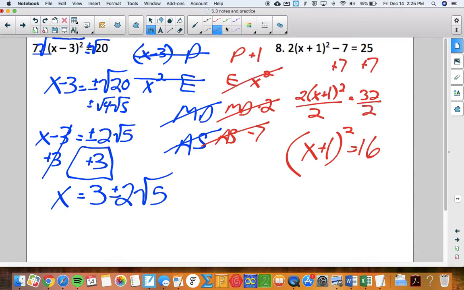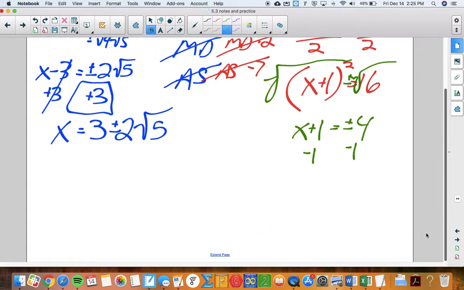Next, I'm going to undo squaring by square rooting. So I get x plus 1 equals the square root of 16, which is plus or minus 4. I should put a plus or minus in front of every square root that I do to remind myself that it's a positive and a negative answer. Then from here, folks, I subtract 1. So my answer is x equals a negative 1. This 1 is definitely negative. But what gives me my 2 answers is the 4 could be positive or the 4 could be negative.